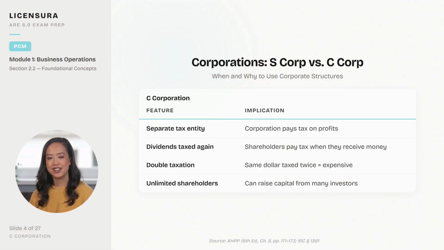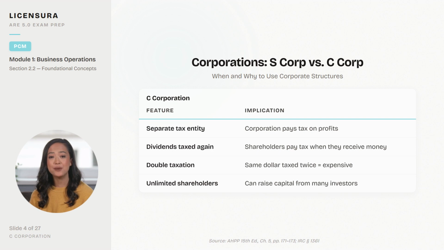Both S Corps and C Corps give you the same liability protection as an LLC. So why would anyone bother with them? It really comes down to two things: taxes and complexity. Let's start with the C Corp. A C corporation is its own separate tax entity. The corporation itself pays tax on its profits. Then, when shareholders receive dividends, they pay tax again on that same money. Same dollar, taxed twice. That's called double taxation, and yeah, it's expensive. So why would anyone choose this? Because C Corps can have unlimited shareholders.